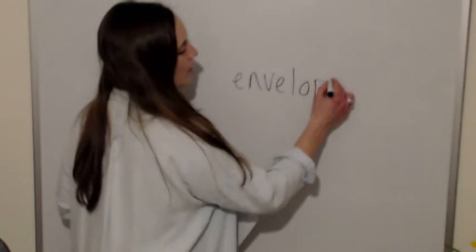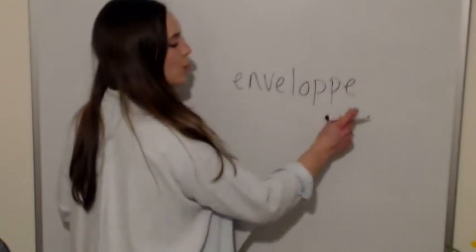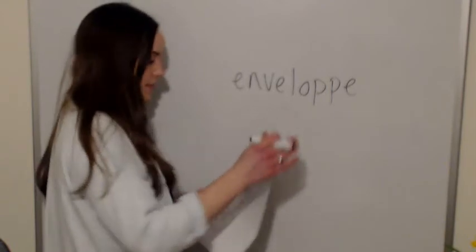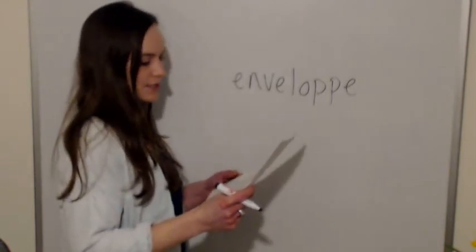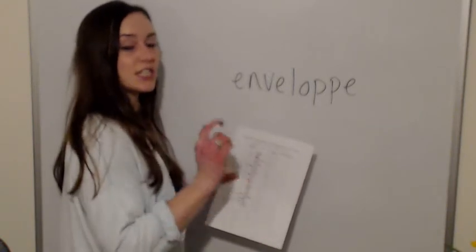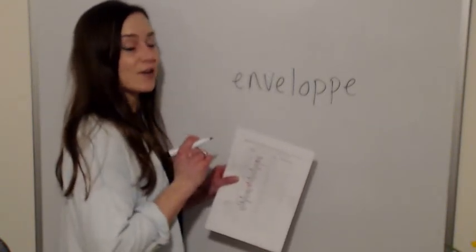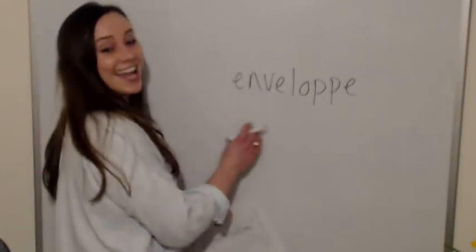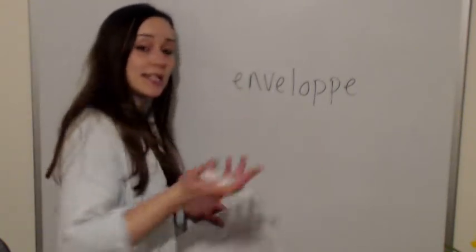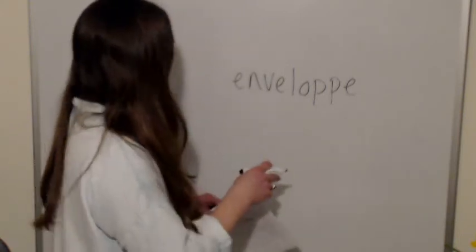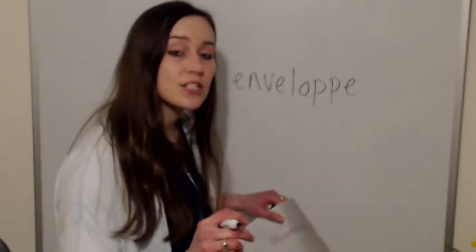Enveloppe. Two P's in the French. I think this should be a feminine noun, yes. So it's marked on your sheet as F for feminine, S for singular, because it's a singular feminine noun. When we have a noun beginning with a vowel, it doesn't actually matter if it's masculine or feminine. You can always find that out by looking in the dictionary.